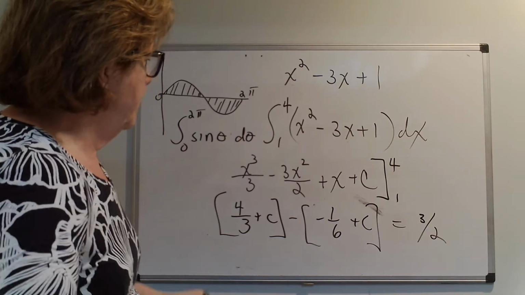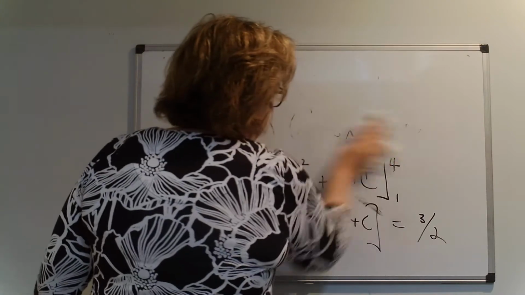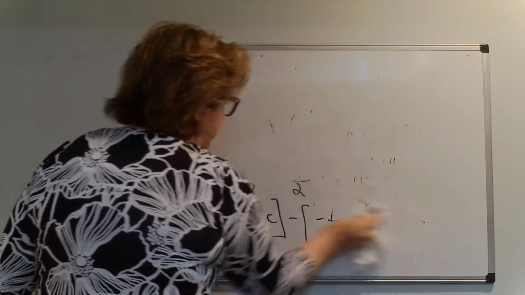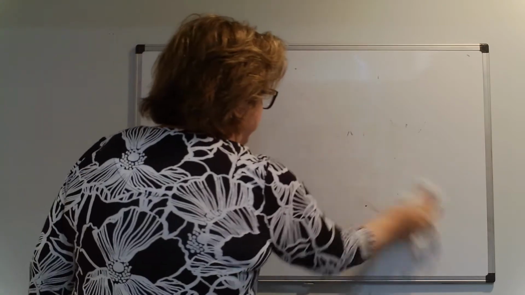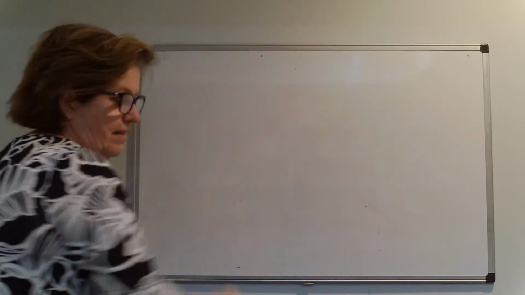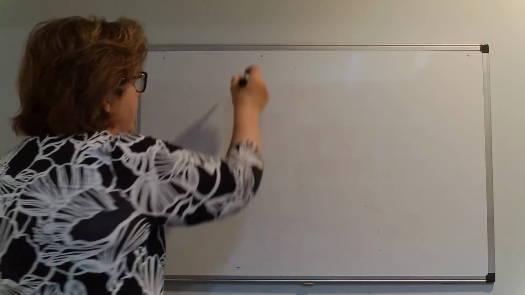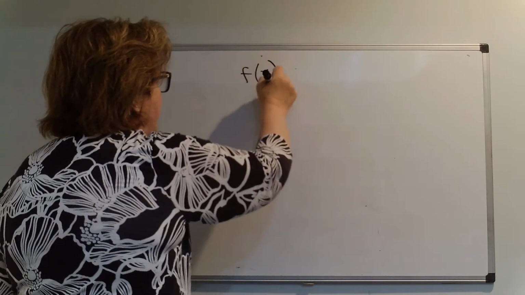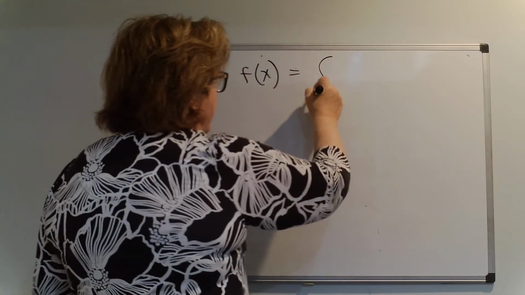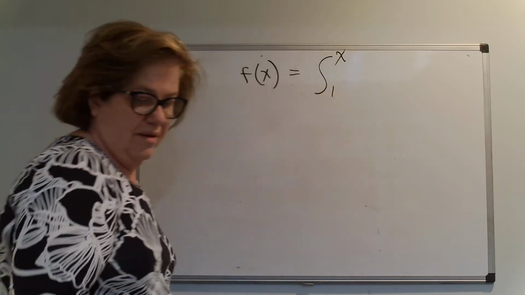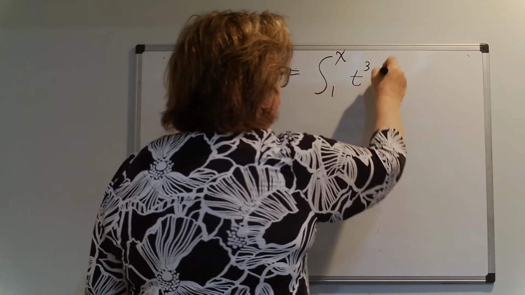We'll look at some examples of that. Let's do another simple example just to get started. What if we have something like, and I'm going to call this f of x. I'm going to say f of x is the integral from 1 to x of t cubed dt.